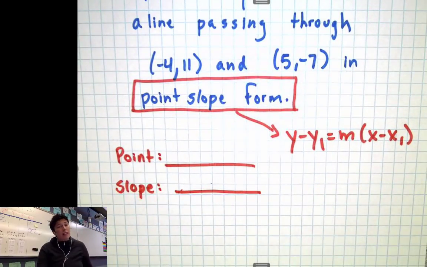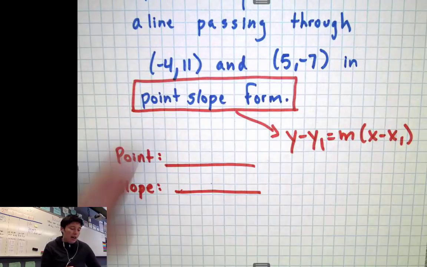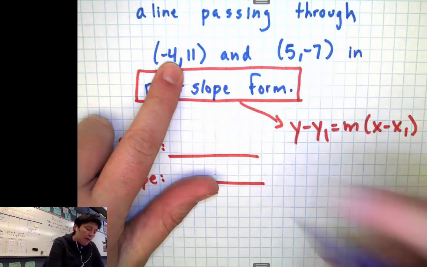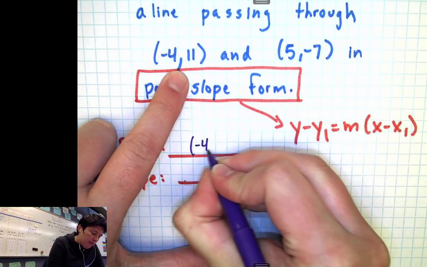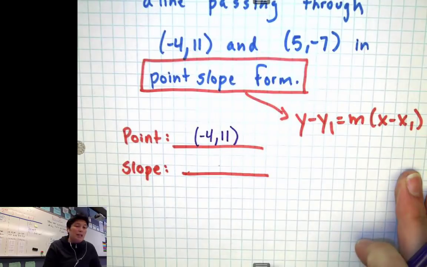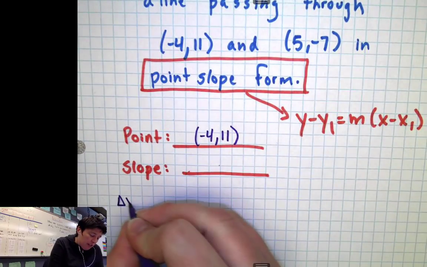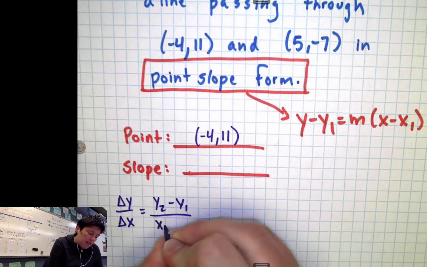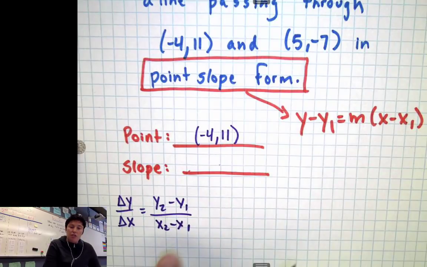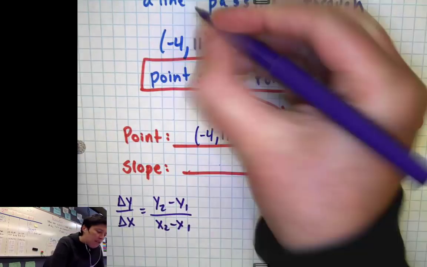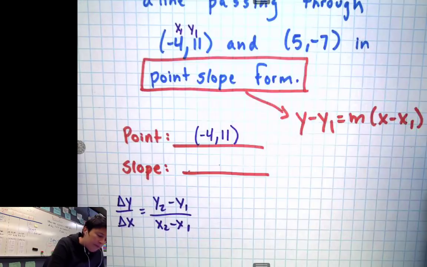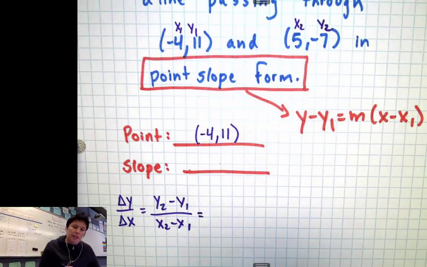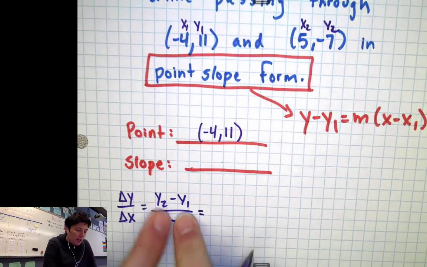So in my problem, I definitely have points, but I don't have a slope. So I have to choose which point I want to use for my equation. And I could use either one. If I want to use -4, 11, that's no problem whatsoever. But I don't know my slope, so I'm going to have to do my delta y over delta x. And I'm going to have to use that y2 minus y1 over x2 minus x1 formula. Notice I'm not just doing it in my head, I'm writing it down. I'm going to label this as x1, y1, x2, y2, and I'm going to carefully do my equation down here. So y2 minus y1, the change in y's. Well, here's the y's.